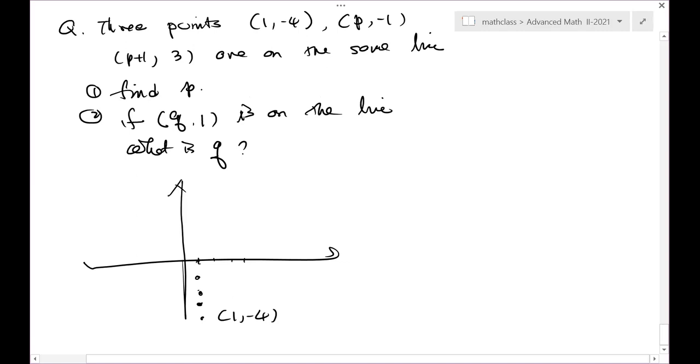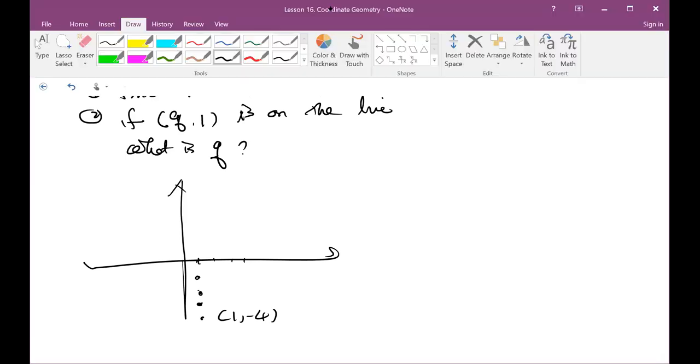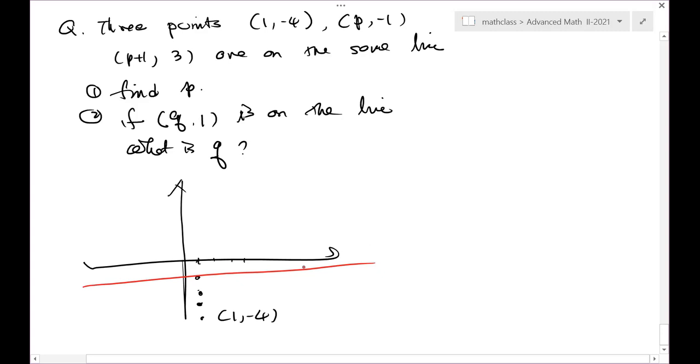Okay, the other 2 points I cannot draw, because I don't know P, right? But somewhere I know it's on the line. Let's see, P and negative 1. Negative 1 is somewhere here on this straight line. And P plus 1, 3 is another point, so maybe somewhere here. Those 3 points are on the line.